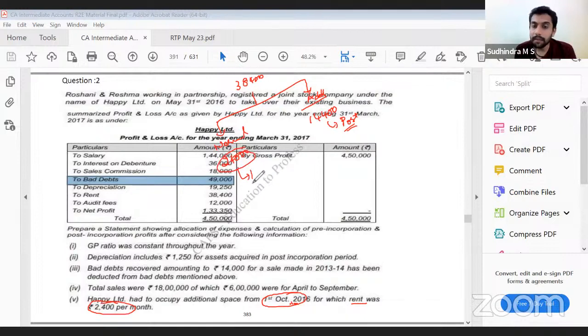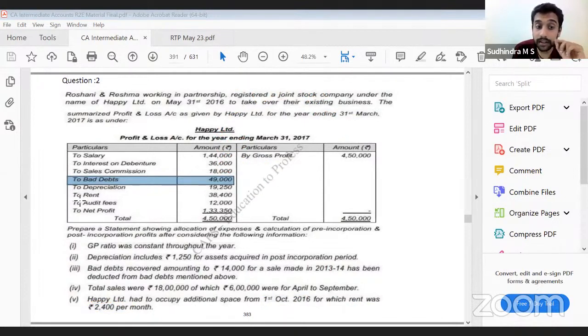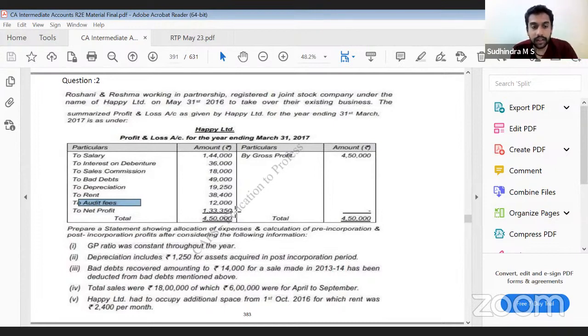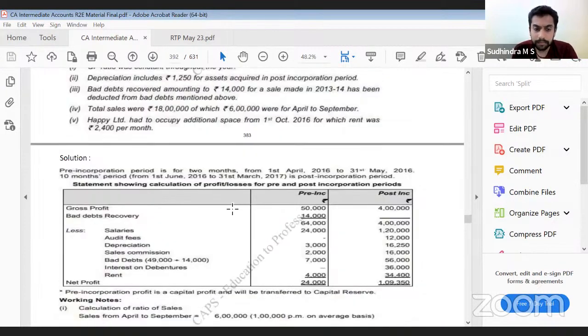The balance is time ratio, uniform during the period. All 12 months we had occupied, so 2 months pre-incorporation, balance post-incorporation. Then audit fees. If nothing is given, consider it as statutory audit. You can also think it as a tax audit, but we can always give a note. Normally, when nothing is given, consider it as statutory audit, and give a note on that also. That's all. These are the allocation items that we have.